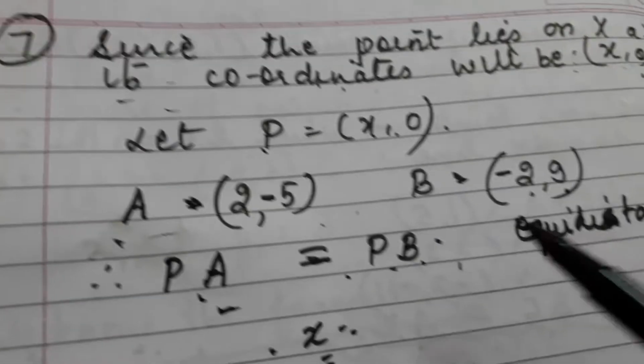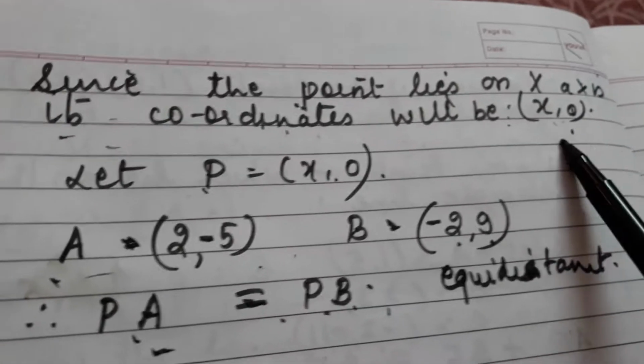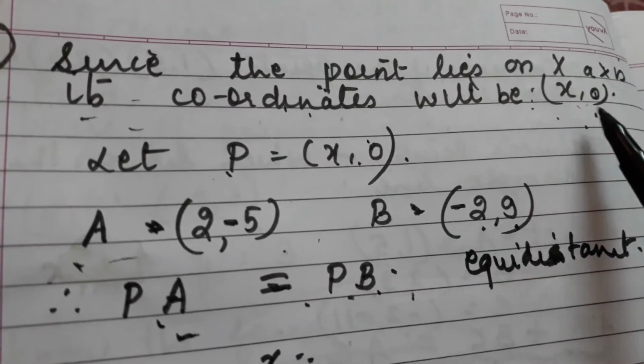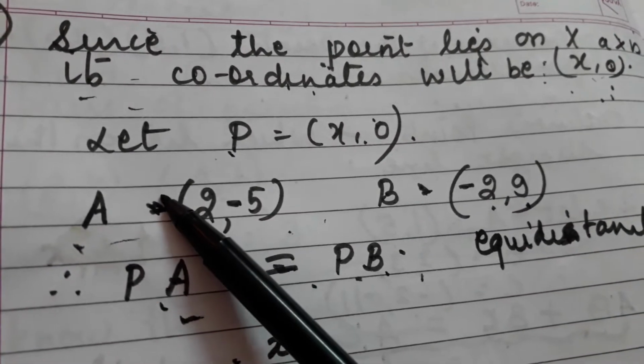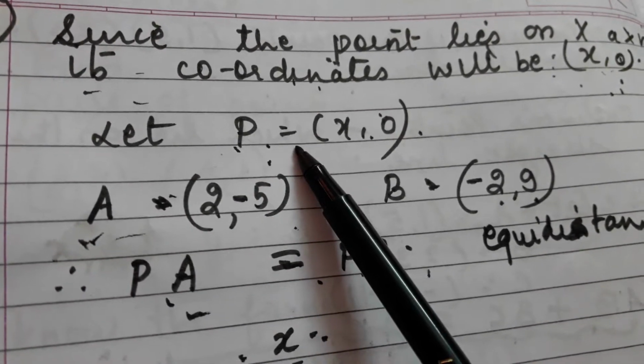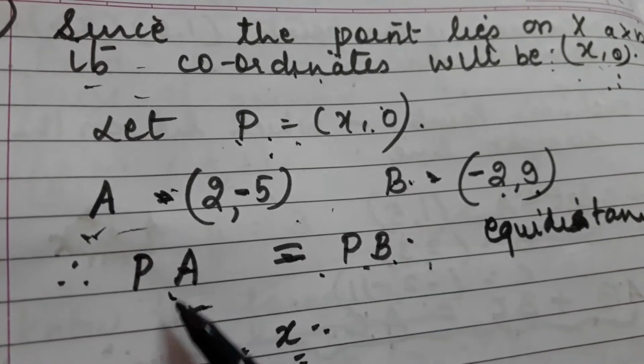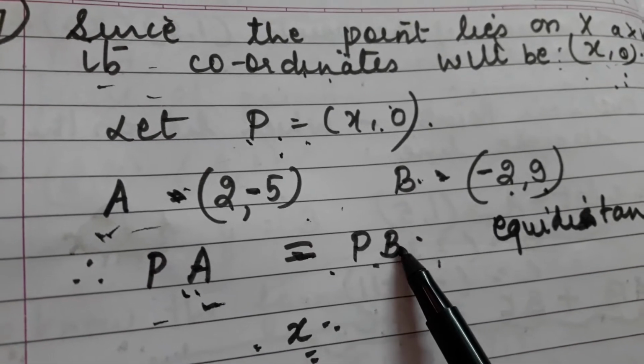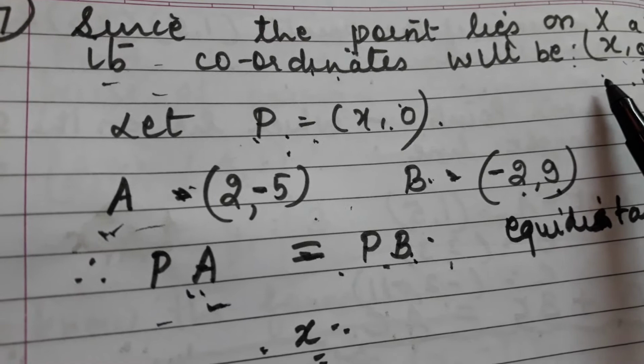I hope you understood. Since the point lies on the x-axis, the coordinates will be x and 0, and let us assume that P is that point which is equidistant from A and equidistant from B, and therefore when we find PA and PB, they should be equal, and then you will get the answer for x.